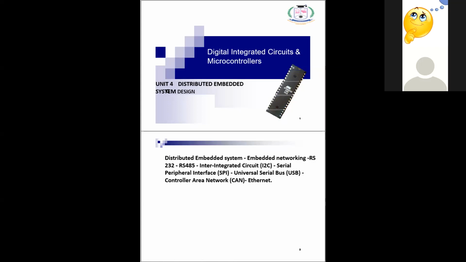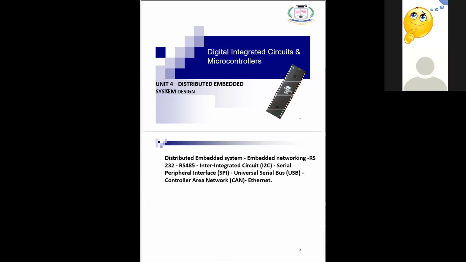What are these things, ma'am? RS232, I square C, SPI, CAN, and all are examples for communication protocols. Very good. Which communication protocol? Serial or parallel communication protocol? Serial, ma'am. Serial communication protocol.